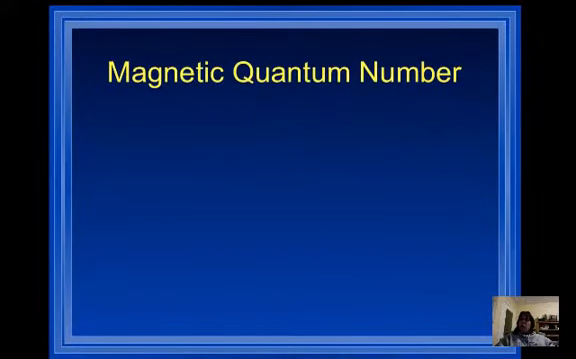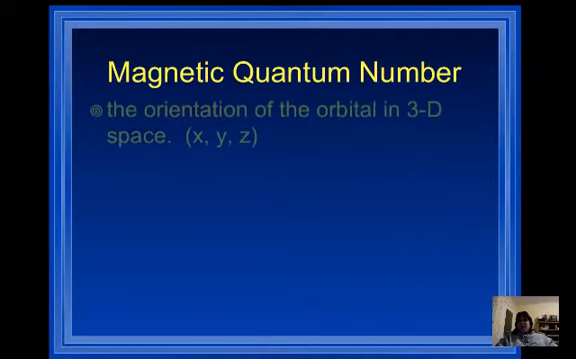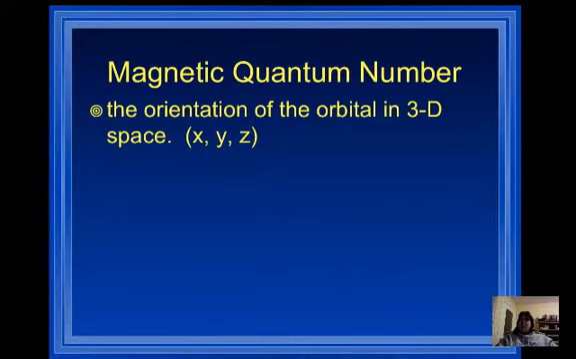The third quantum number, which is the magnetic quantum number. This quantum number is the one that's going to show us why we know that there's only one s orbital at each level, and why we know that there are 3 p orbitals and 5 d orbitals and 7 f orbitals. This is the number that tells us that because it's the orientation of the orbital in 3D space.